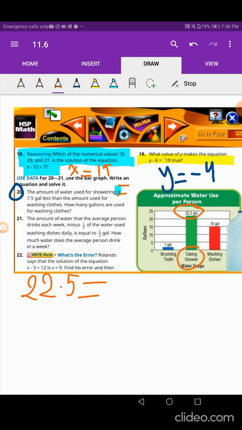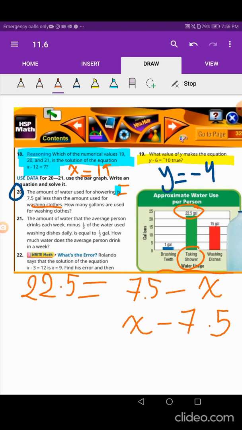Is 7.5 less than the amount used for washing clothes? Do you know the amount that you use for washing clothes? No, it's not given. So it's x. Now I ask myself, do I write 7.5 minus x or x minus 7.5? We remember that we said in class the word less means you need to subtract and also you need to switch them. So the answer is x minus 7.5. Again, when we see 7.5 less than a number, it means x minus 7.5, not 7.5 minus x.